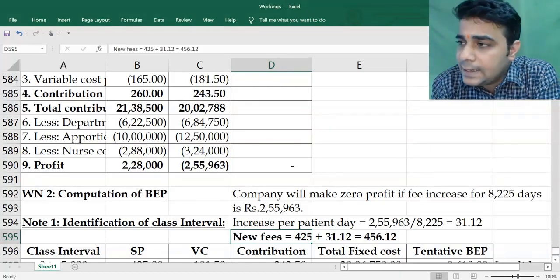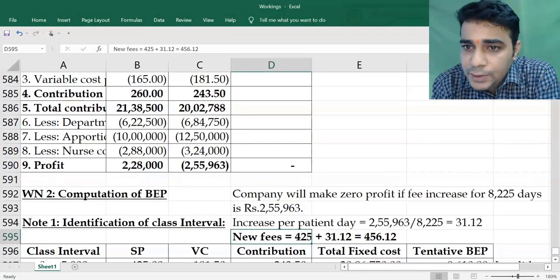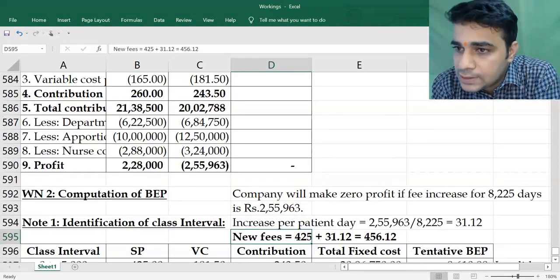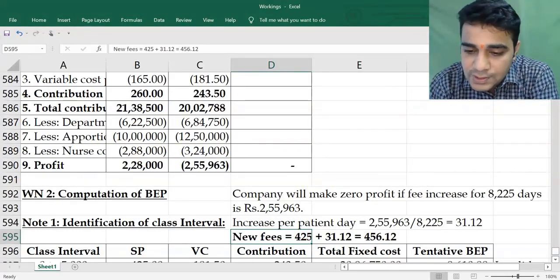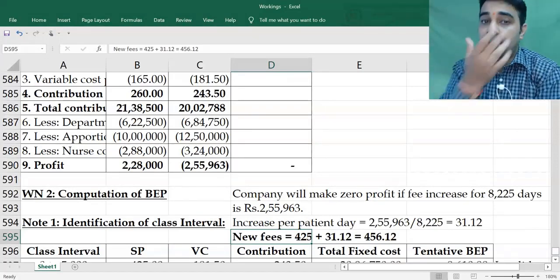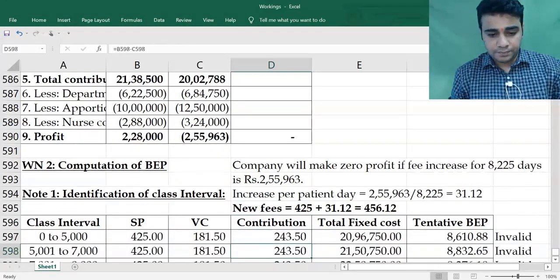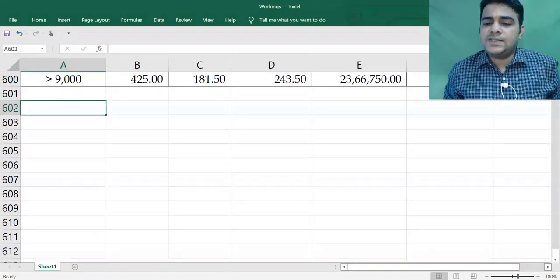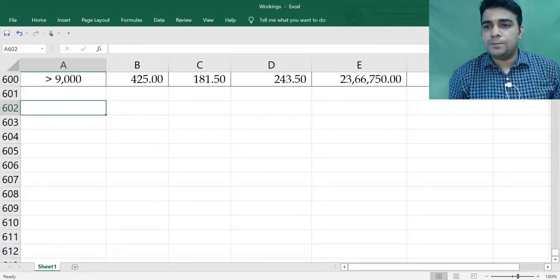Indifference point basically comes into picture when you have two or more alternatives. Whenever an organization has two or more alternatives, the indifference point is going to come into picture. Now my employees keep traveling continuously to Bangalore.